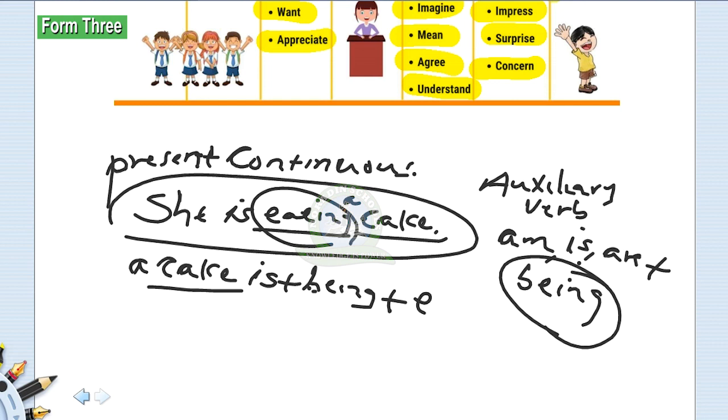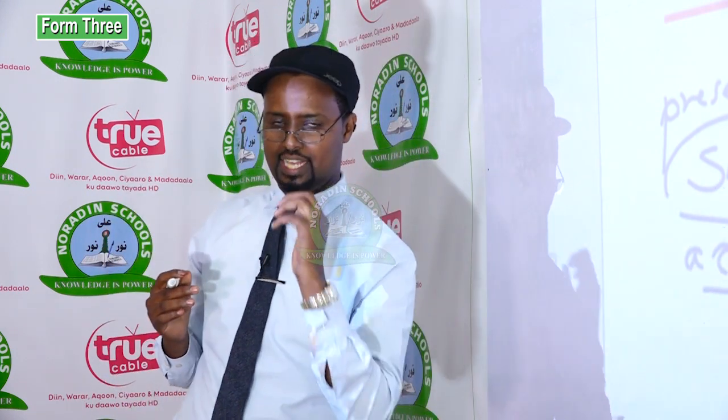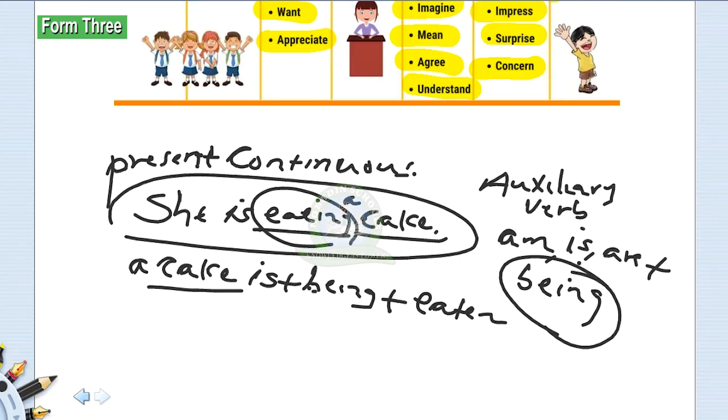Eaten. Right, eaten. If you don't memorize the conjugation of the verbs, then you will come up with some challenges about the active and passive. But first, you have to memorize the regular and irregular verbs. All you have to do is to memorize the verb changes, the conjugation of the verbs. So what I wrote here is what? A cake is being eaten.